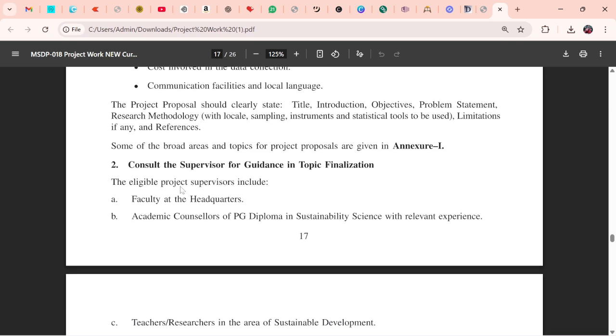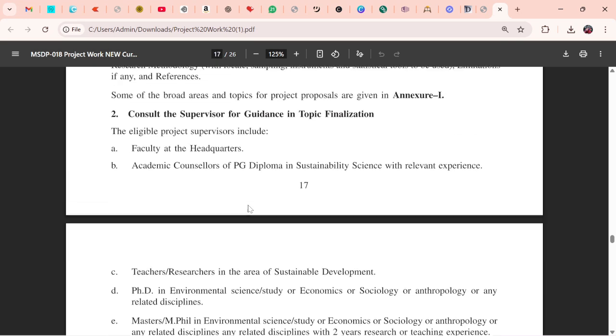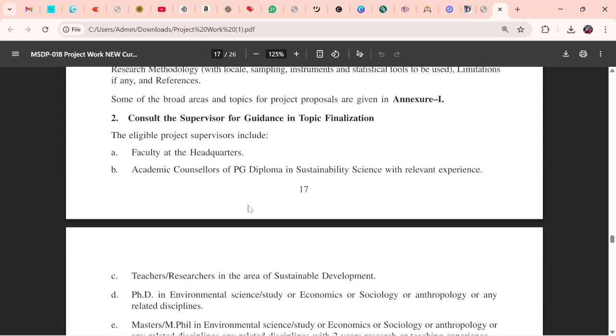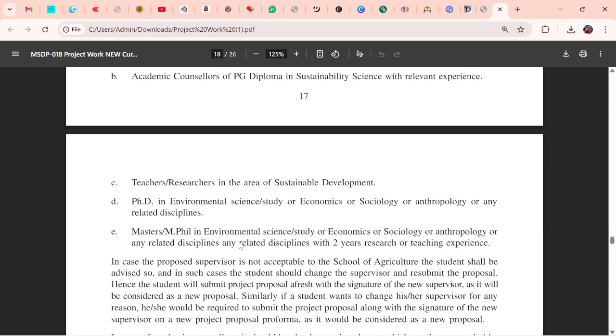Okay, now the second thing is consult the supervisor for guidance and topic finalization. So you have to contact your guide at your study center, who will be the subject counselor at your study center. You can contact him and you have to do the research under him.